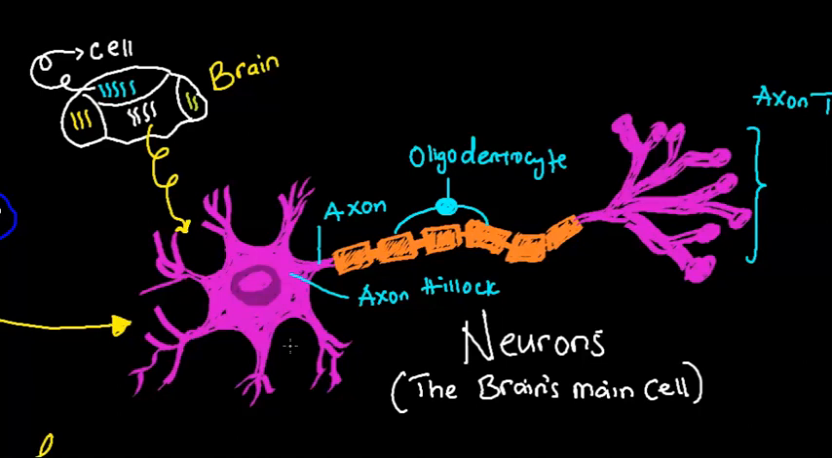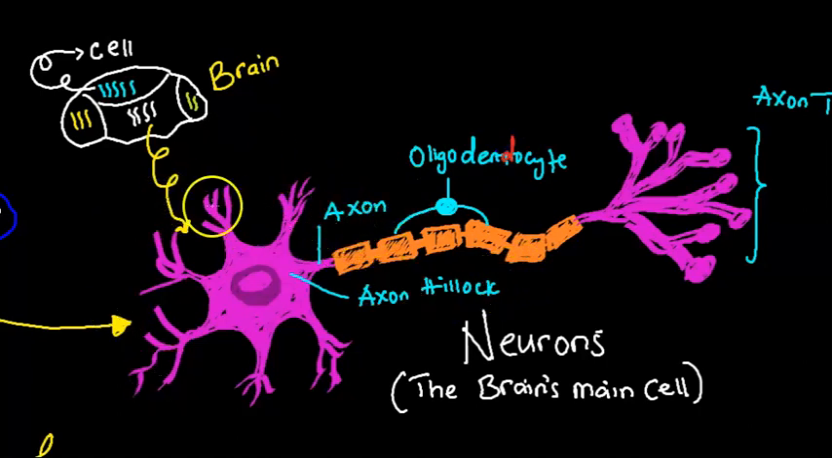Here is a rough sketch of a neuron. But the main part which I need you to focus on is this part where we have the oligodendrocyte. It's supposed to be oligodendrocyte; there is a mistake here. Oligodendrocyte, and here we have what we call the axon.